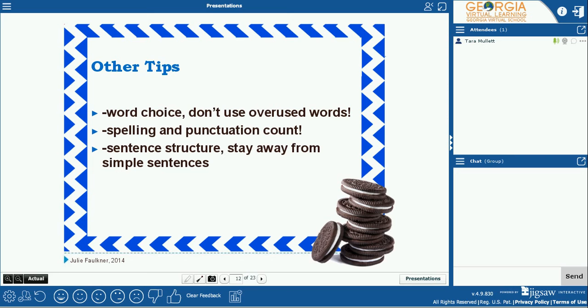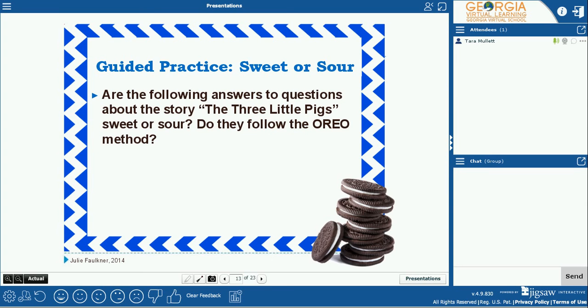Your word choice is very important. Make sure you don't use overused words. Your spelling and punctuation count. Sentence structure, stay away from simple sentences. You can include simple sentences, but make sure you use some sentence variety. Like I said, I'm going to skip over some of these.